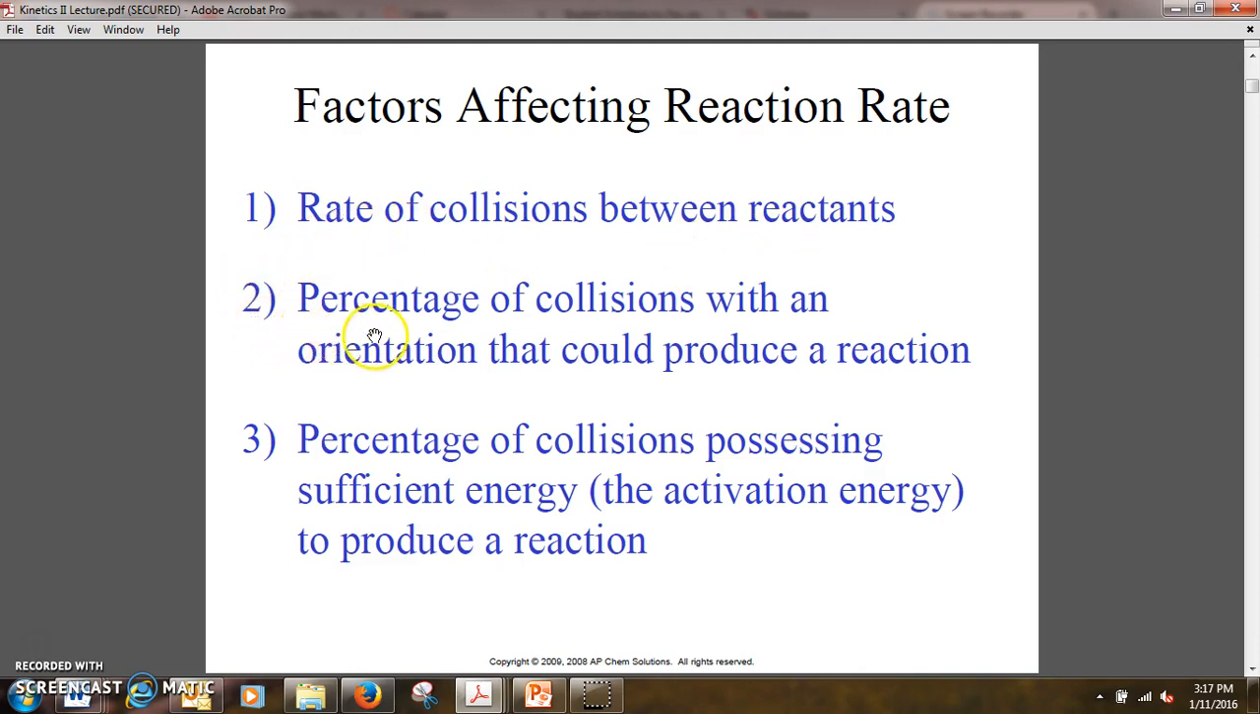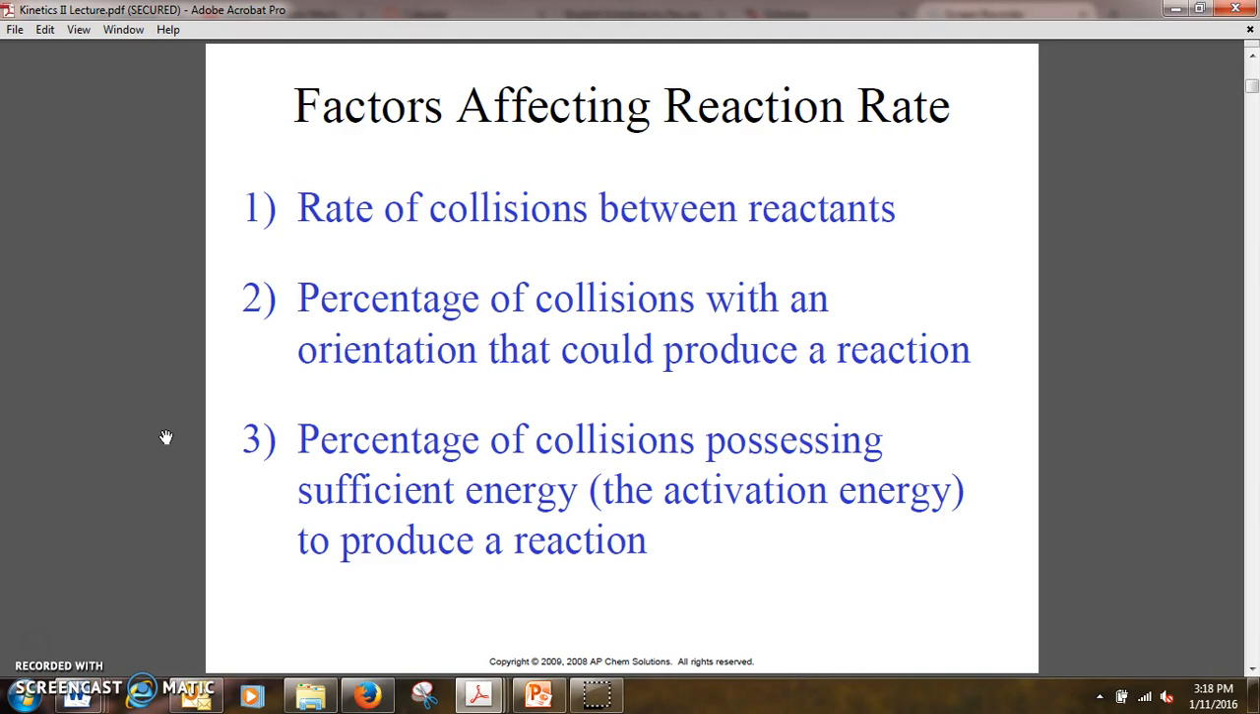Second is the percentage of collisions with the proper orientation that could produce a reaction, because molecules have to collide with a proper orientation. They have to be oriented in such a way where maybe the slightly negative end of a molecule is going to be attracted to the slightly positive end of a molecule. If a slightly positive end comes into contact with another positive end, they may repel each other, and you don't even have a collision for a reaction to take place. So they have to be in the proper orientation.